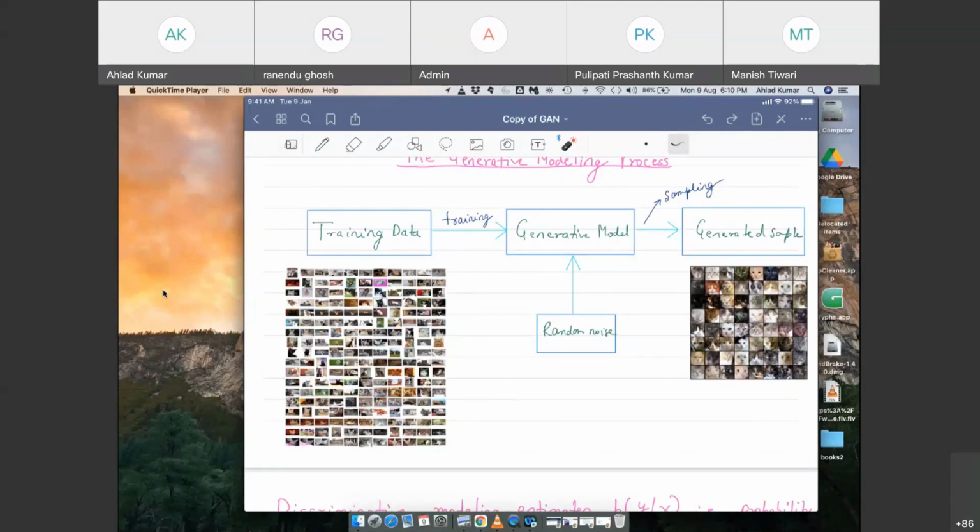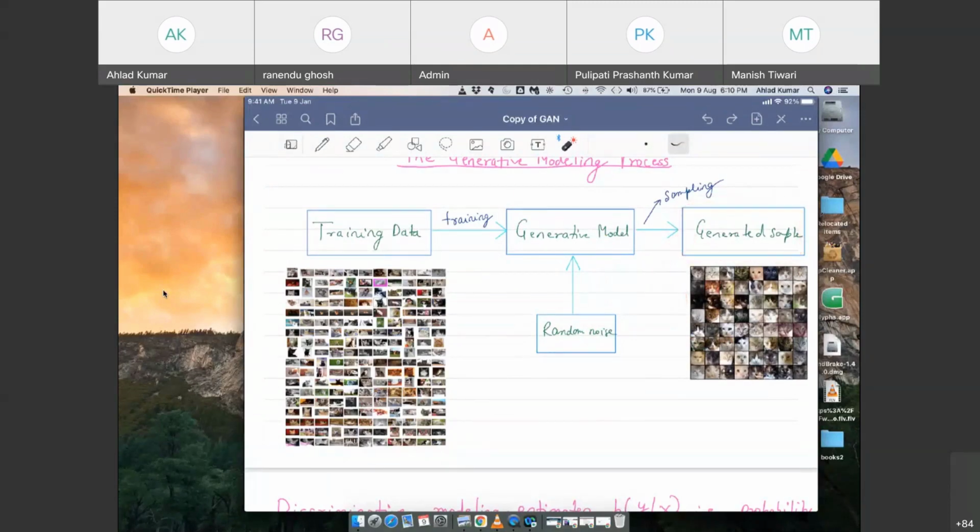So we will use this data set for training purposes to train the generative model. And once this generative model is trained, we will take a random noise vector. And what will this random noise vector do? It will project itself into the probability distribution which is formed in this generative model, and then it will generate the sample. And this generated sample will be a cat image.